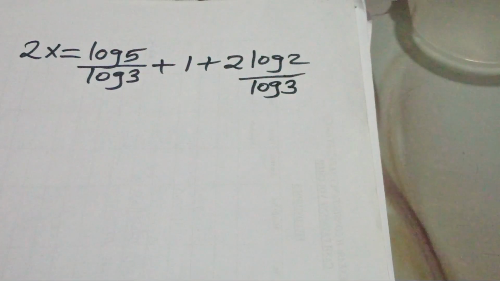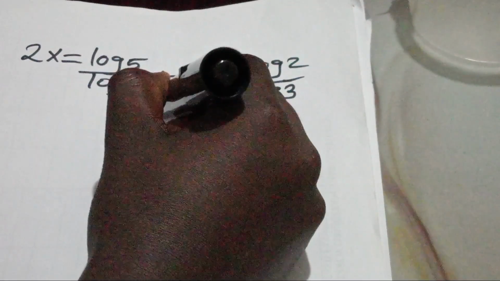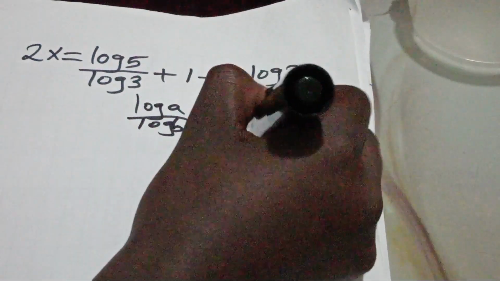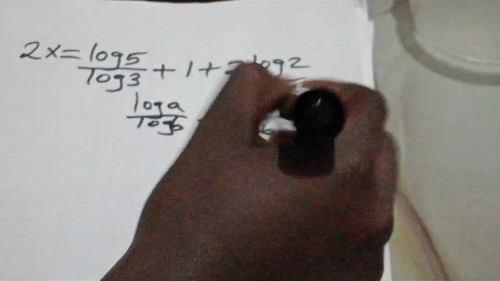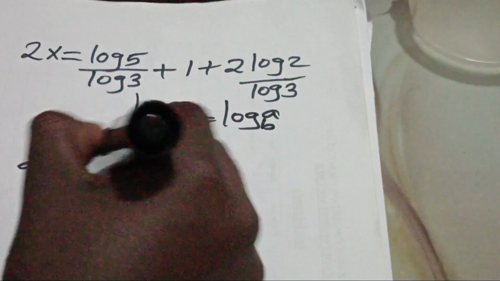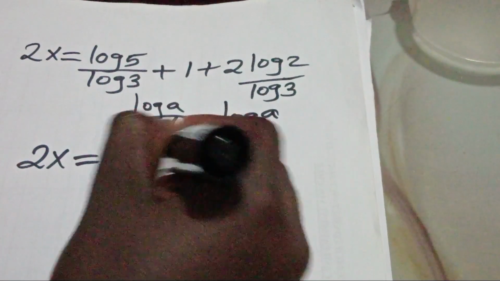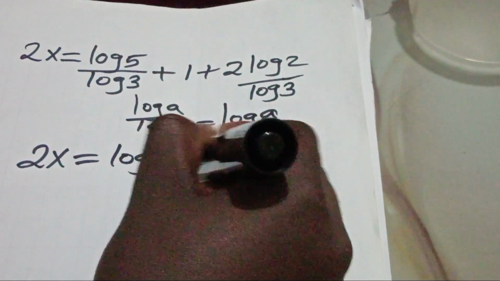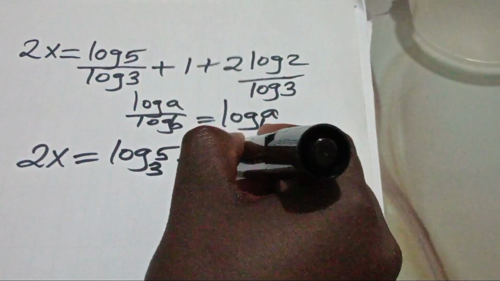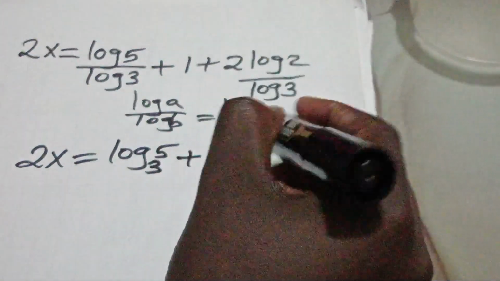Now we have 2x is equal to log 5 divided by log 3 plus 1 plus 2 log 2 divided by log 3. Now log 5 divided by log 3, this is actually in the form of log a divided by log b, which we can express as log a to base b. So applying this property, we'll have 2x is equal to log 5 to base 3. Okay. This is plus 1 plus, now we have 2.